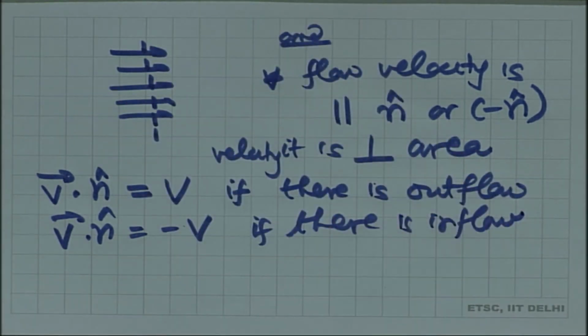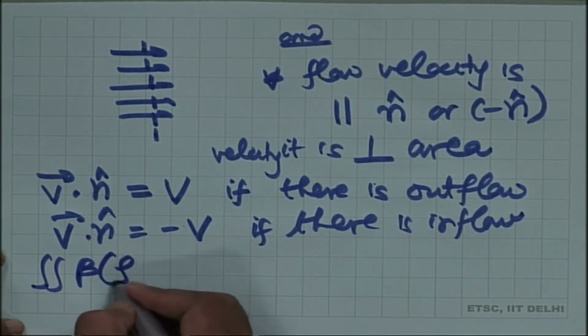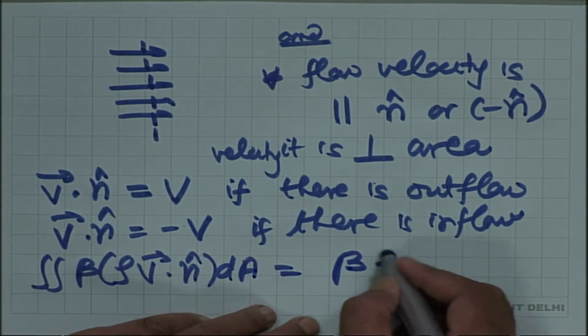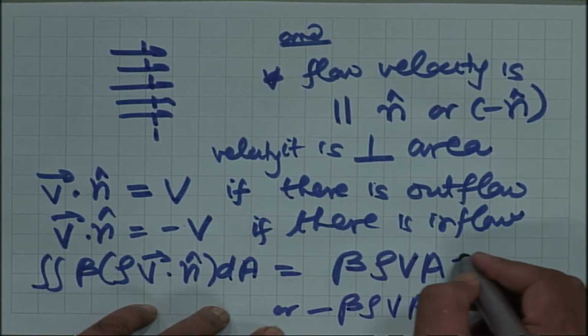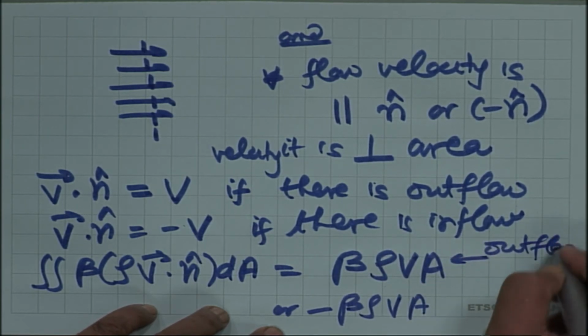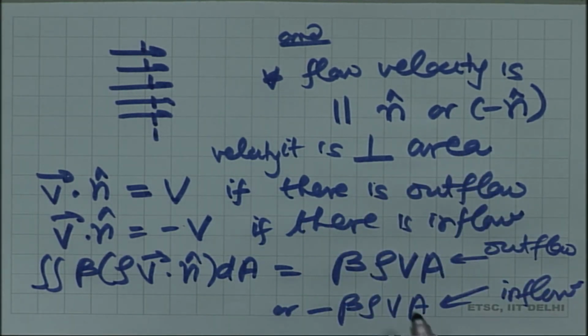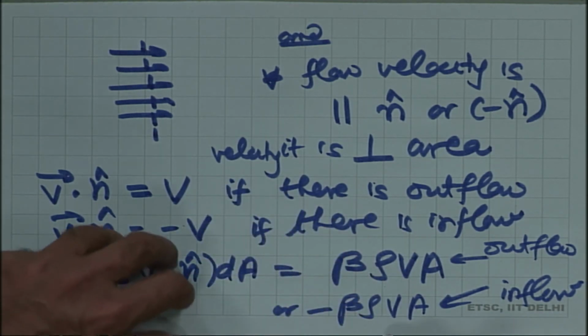And since it is uniform across the area, integral beta rho V dot n dA becomes equal to beta times rho VA or minus beta times rho VA. This is if there is outflow and if there is inflow. So, here two assumptions have been made. One is that velocity and beta and rho are not changing with the area, so they can be pulled out of the integral, and V dot n is either V or minus V.